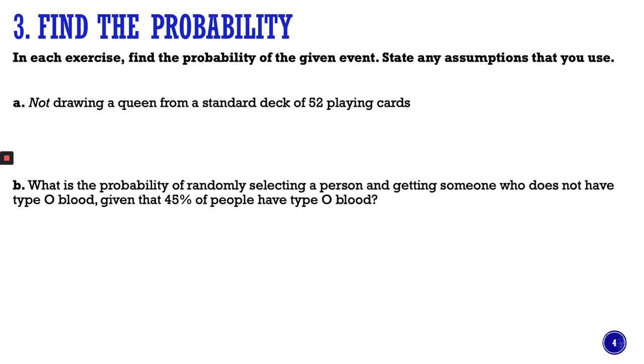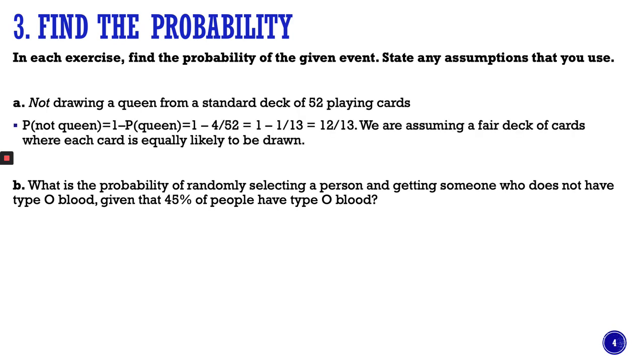In each exercise, let's find the probability of the given event and state any assumptions that we use. Not drawing a queen from a standard deck of 52 playing cards. Well, the probability of not queen equals 1 minus the probability of drawing a queen, which equals 1 minus 4 out of 52. Remember, there are 4 queens in a deck of 52 cards, because there's 1 queen in each suit, and there are 4 suits.